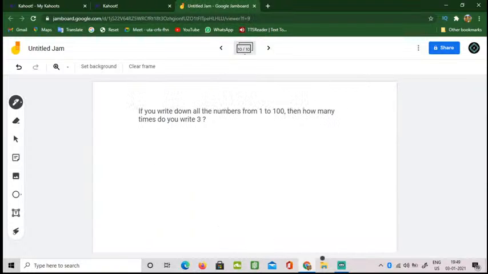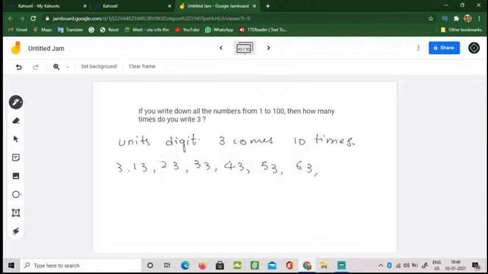If you count in the units digit, 3 comes 10 times. The numbers are 3, 13, 23, 33, 43, 53, 63, 73, 83 and 93. If you count all these numbers, you have 10 numbers.